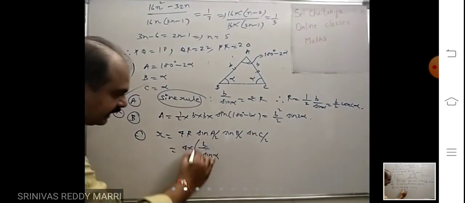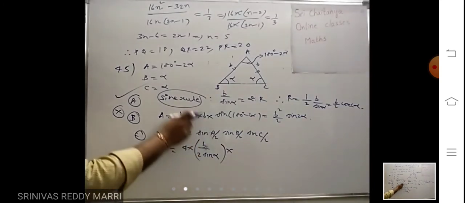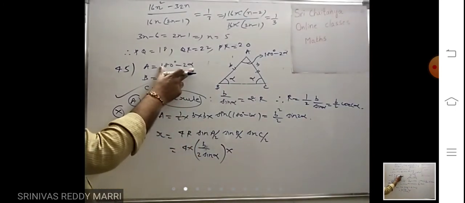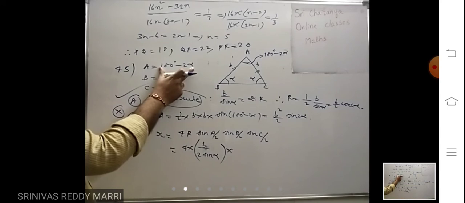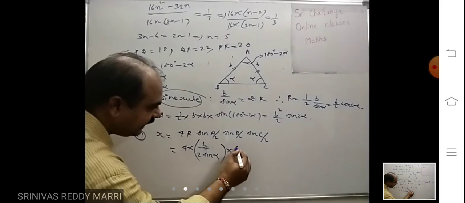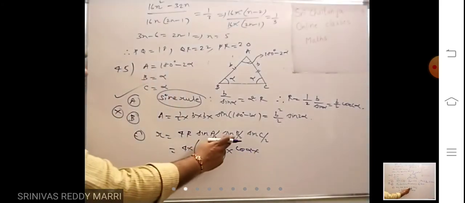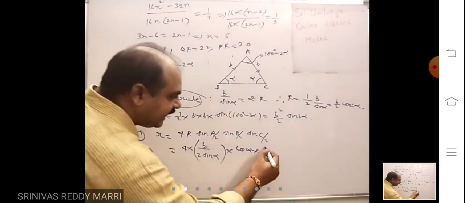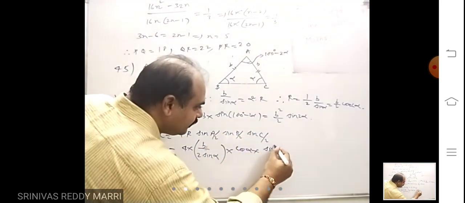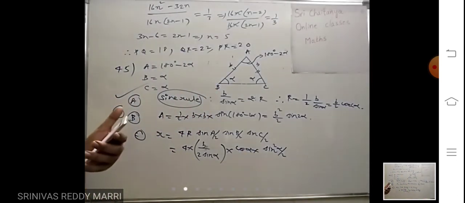So b by 2 sine alpha is this capital R, into sine A by 2. A by 2 means 90 minus alpha, and sine of 90 minus alpha is cos alpha. Into sine alpha by 2 into sine alpha by 2, that means sine square alpha by 2. But that is not there in the answer. He has given the answer as b sine 2 alpha divided by that one.